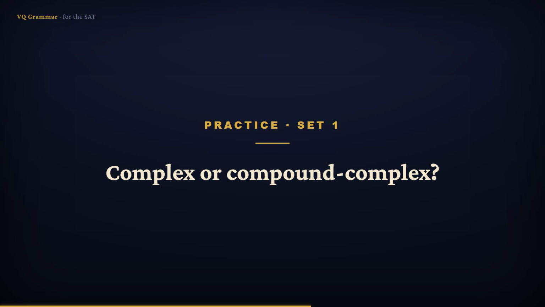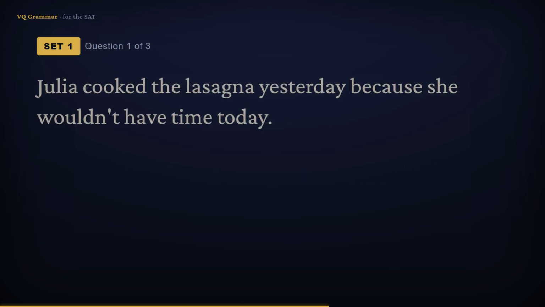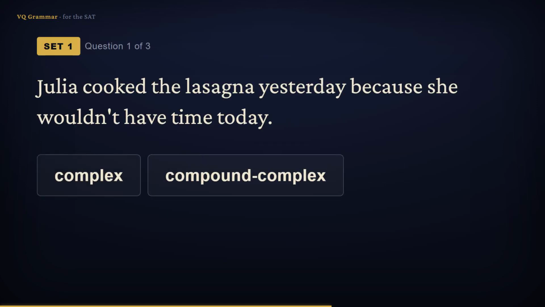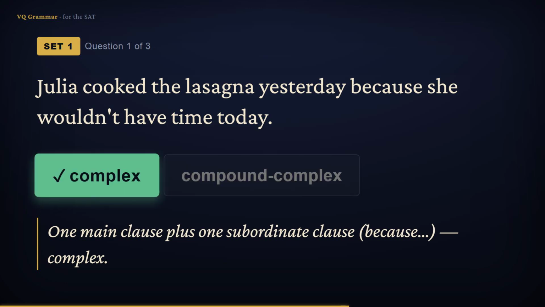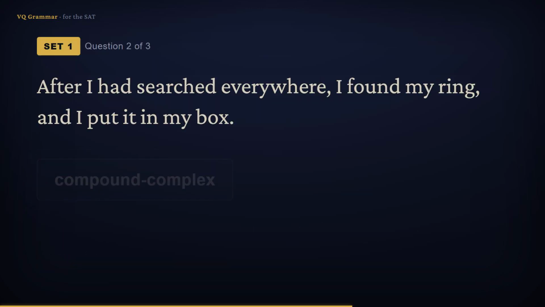Let's practice. Count the main clauses. One main clause means complex. Two or more means compound complex. Pause and try before I answer. Julia cooked the lasagna yesterday because she wouldn't have time today. One main clause plus one subordinate clause starting with because. So the answer is complex.